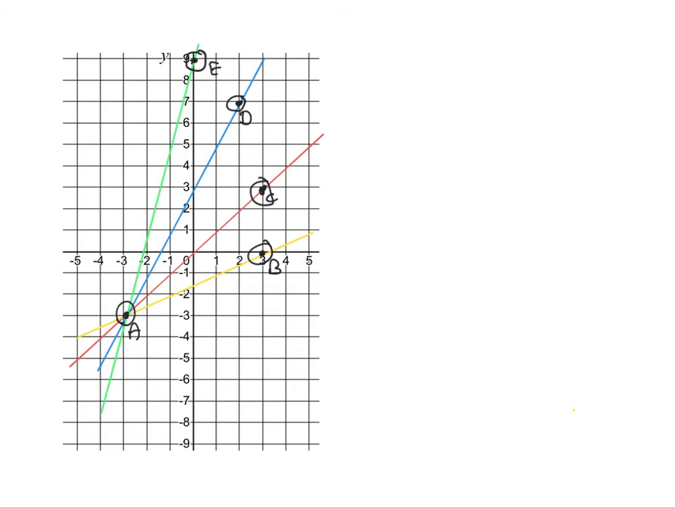So we know the gradient formula is calculated by dy over dx, the difference in y over the difference in x between 2 points. And I've made all the lines share 1 point, A. So let's get the coordinate of A. So we should know that's negative 3 on the x-axis and negative 3 on the y-axis.